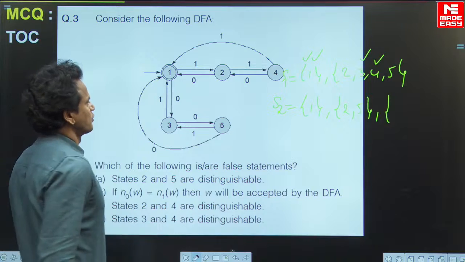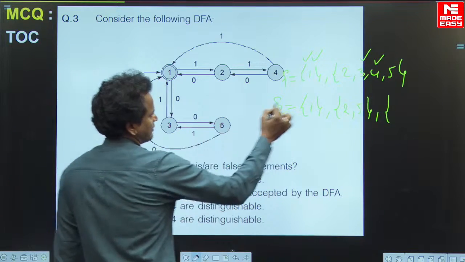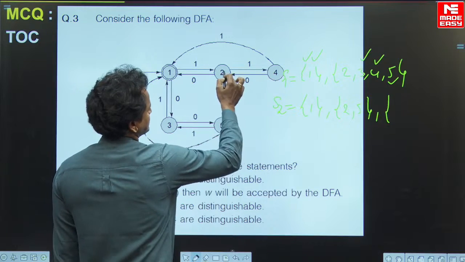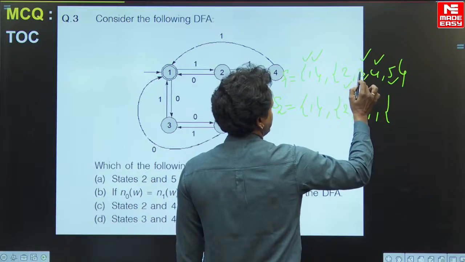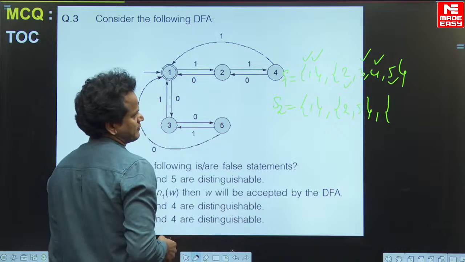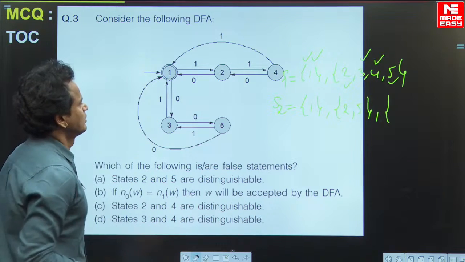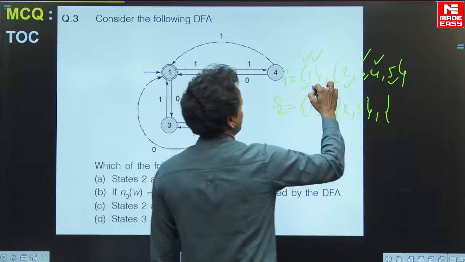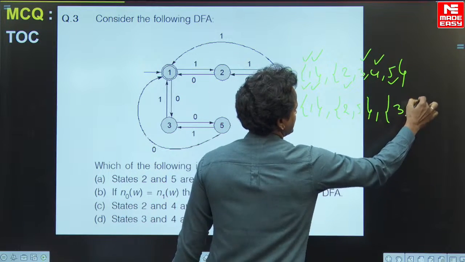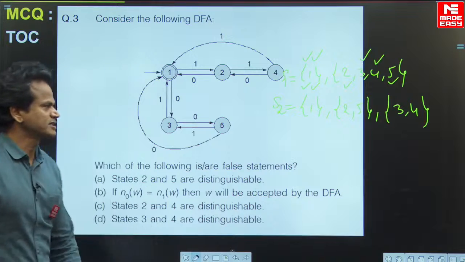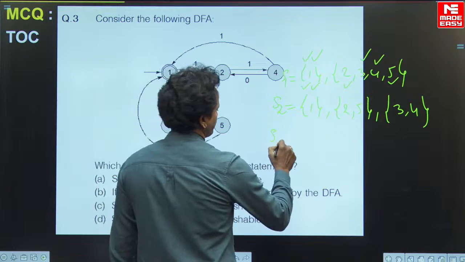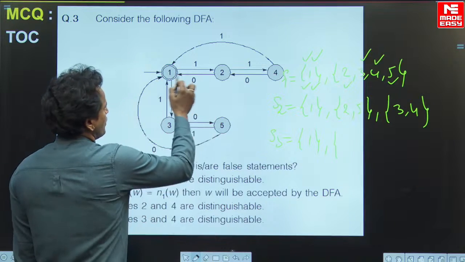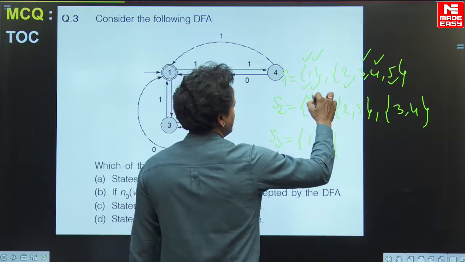If you come to 3 and 4, 3 on 0 goes to 5, and 4 on 0 goes to 2. So 3 and 4 are 0 equivalent. Now on 1, 3 goes to the final state, and 4 goes to the final state. So 3 and 4 are 0 equivalent and 1 equivalent. So I have separated. Now step 3. Now 2 and 5, on 0 and on 1, are 0 equivalent.